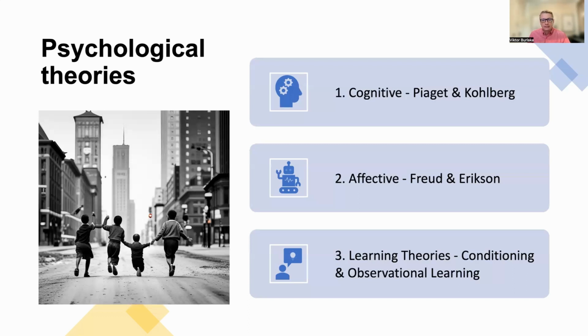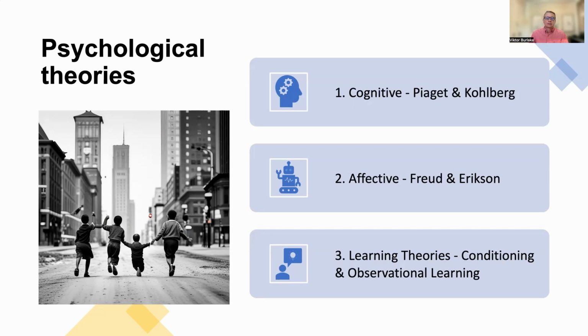Affective theories influenced by Freud and Erikson explore the role of emotions in development. Freud's work includes dimensions like dynamic, genetic, topographical, structural, and economic aspects. Erikson introduced psychosocial developmental issues in 8 stages.